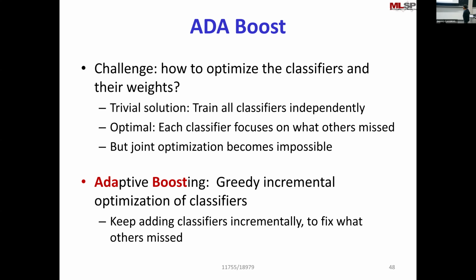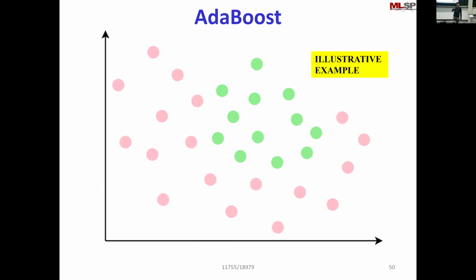So the idea here is to keep adding classifiers incrementally to fix what the others missed. Our idea was that you want to train all of the classifiers jointly so that together they do the best job. But that's going to be impossible. So what you do is say, I'm going to train a classifier, and this classifier makes mistakes. So the next classifier is going to focus on the mistakes that this guy made. Then keep doing this.